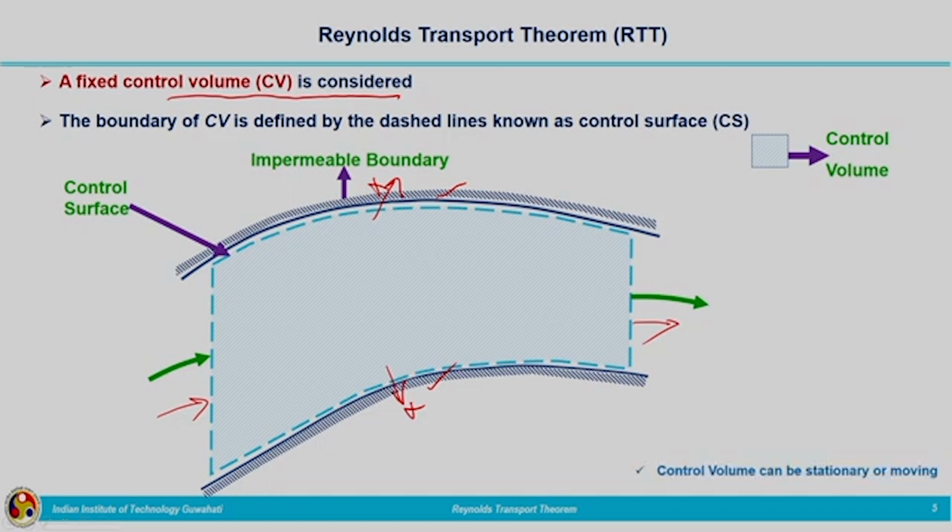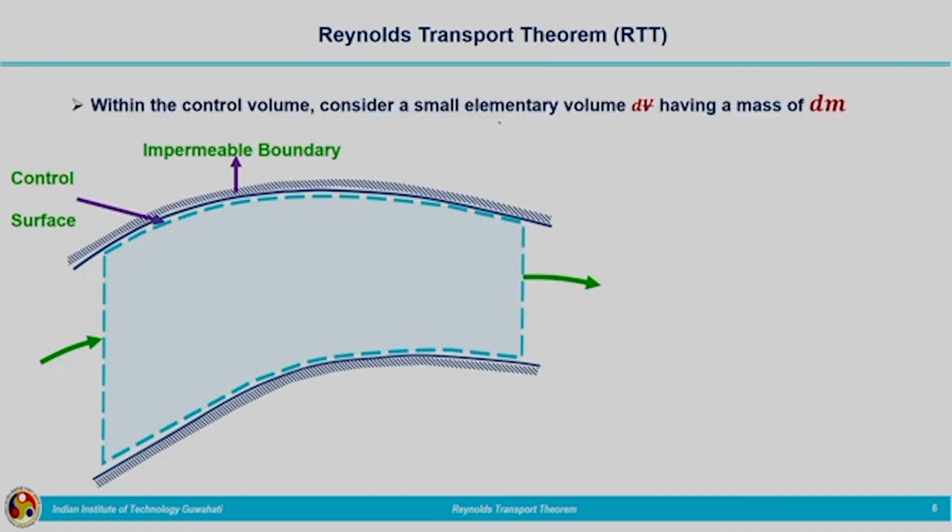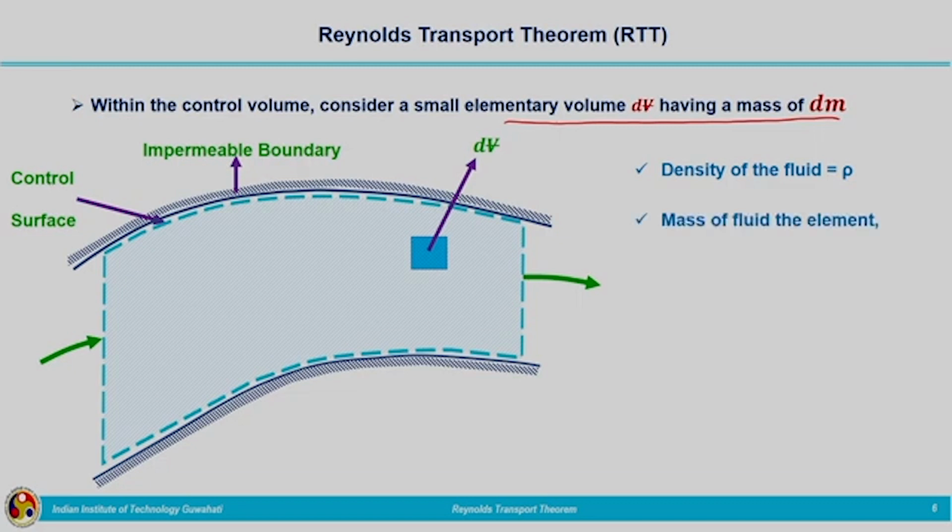Here again I am repeating, a control volume can be stationary or moving. In our study we will be considering a stationary control volume. Now what are we going to do? We are going to consider an elementary volume dV having a mass of dm within the control volume. So this is the elementary volume dV which we are considering within the control volume, and corresponding to this volume there will be a mass, because we know the density, which we have assumed to be rho. So the mass of the fluid element contained within this volume dV is dm, which is nothing but density multiplied by volume, that is, density rho multiplied by volume dV gives the mass of the fluid contained within this elementary volume. dm is equal to rho dV.